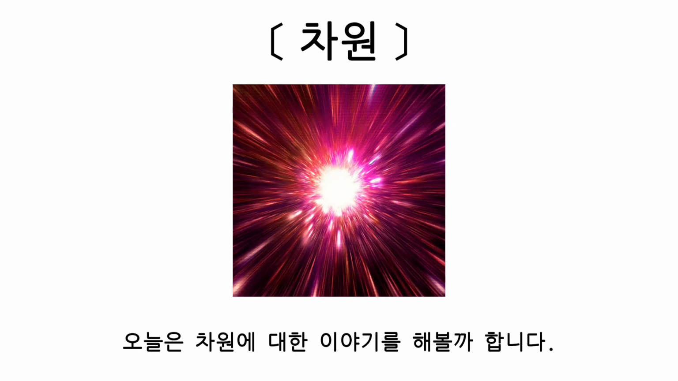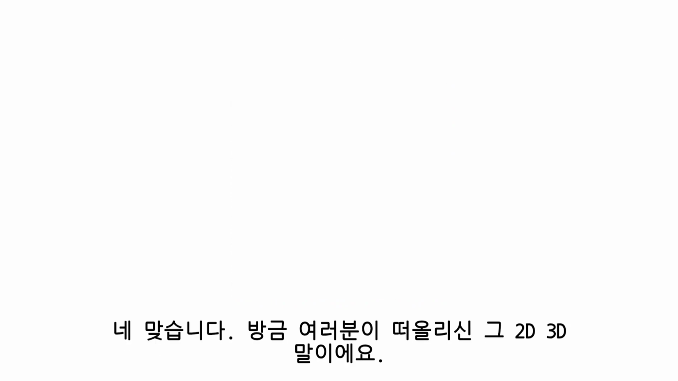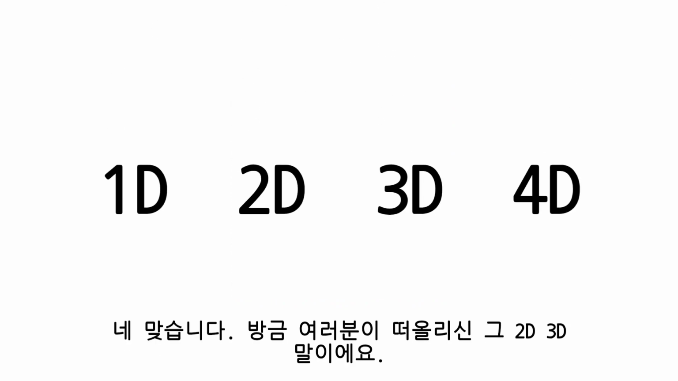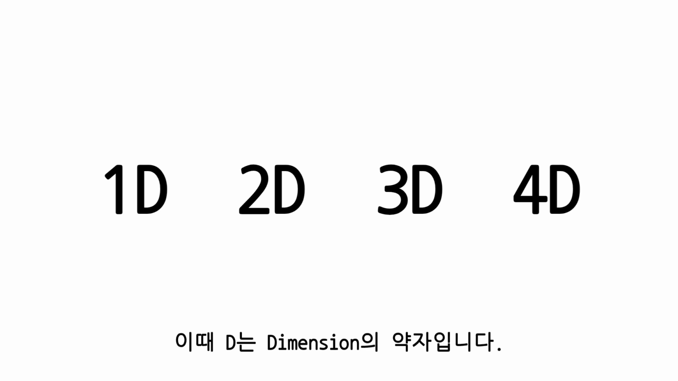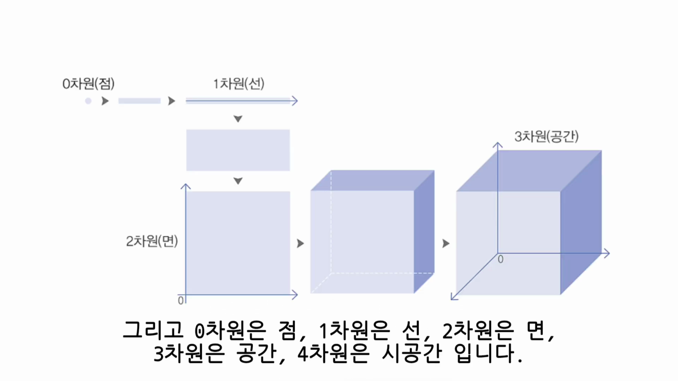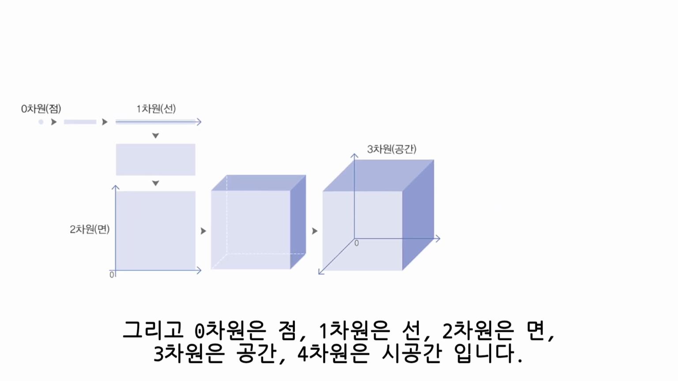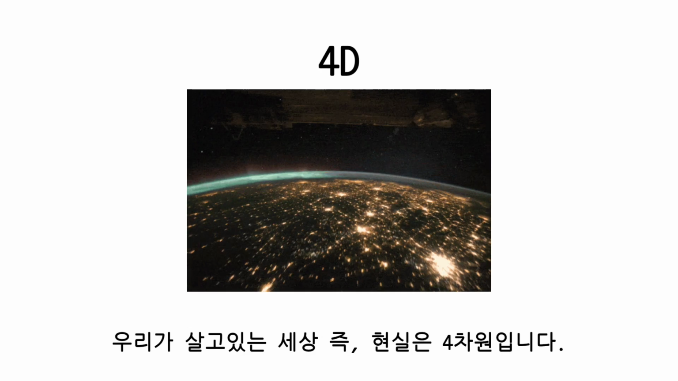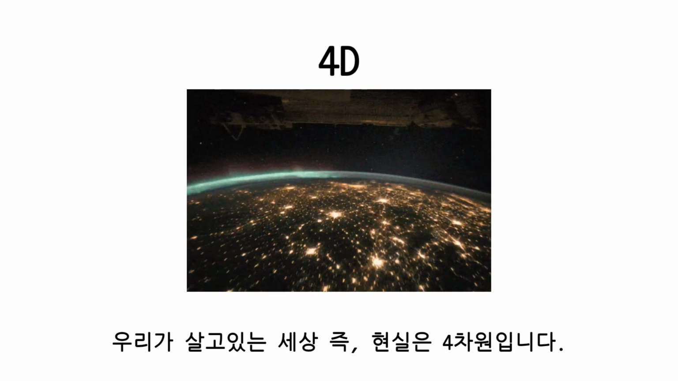Today, we're going to talk about dimensions. Yes, that's right. The 2D, 3D that you just came up with. At this point, D stands for dimension. The 0 dimension is a point, the 1 dimension is a line, the 2 dimensions are a plane, the 3 dimensions are space, and the 4 dimensions are space-time. The world we live in, the reality, is 4 dimensions.